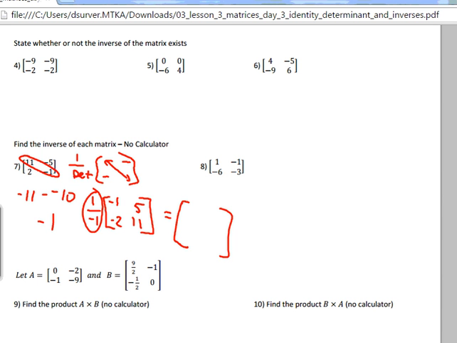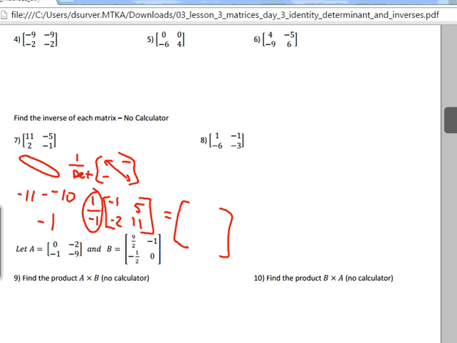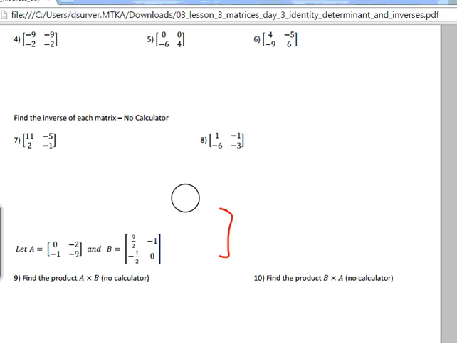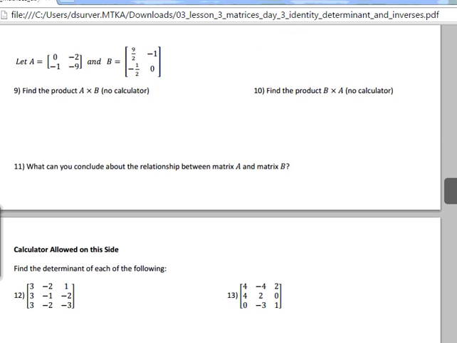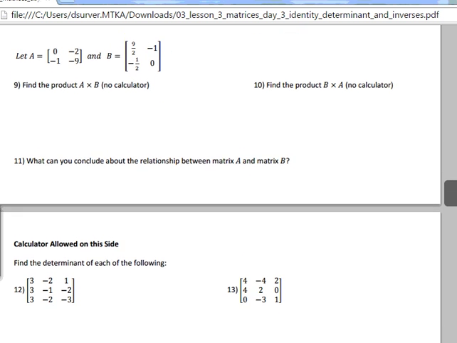Thankfully, the assignment's pretty short. I'm going to have you skip, you can't skip number 8, because I did number 7 for you, so you need to do number 8. And last, hold on, I have to erase this stuff. It's about finding that product.